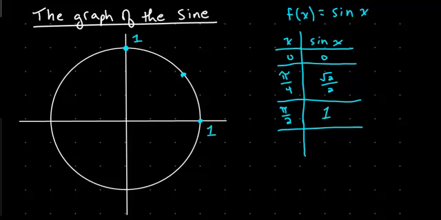Let's go to 3 pi over 4. Now we could have picked any points we wanted. I'm picking some nice ones here. So at 3 pi over 4, we know that the sine of 3 pi over 4 is going to be the y coordinate at 3 pi over 4, which at this point we should know is root 2 over 2. Okay?